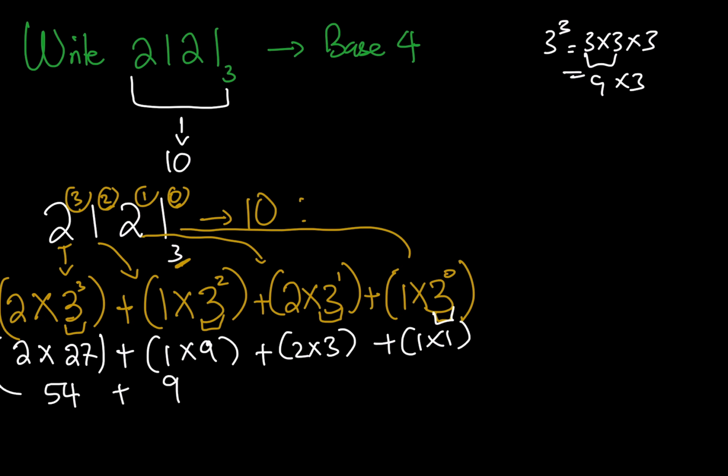And we said we're going to have 54 here. We're going to have 9 here. We're going to have 6 here. We're going to have 1. So 54 plus 9 is 63. 63 plus 6 is 69, plus 1 is 70. And that 70 now becomes a number in base 10.